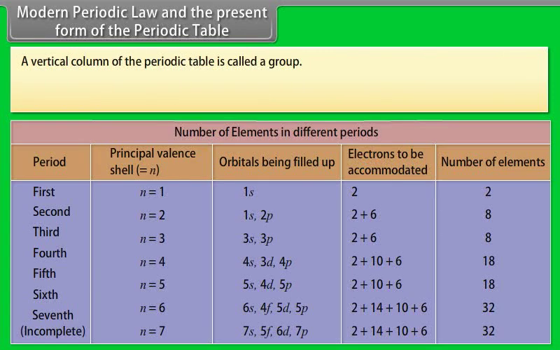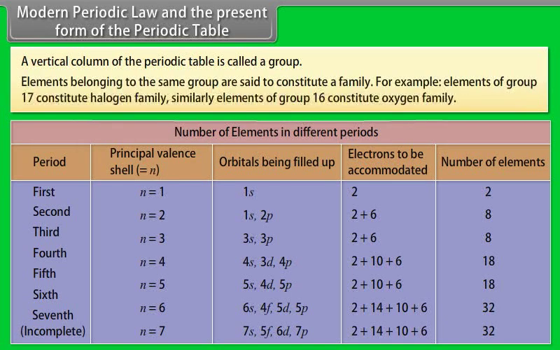A vertical column of the periodic table is called a group. Elements belonging to the same group are said to constitute a family. For example, elements of group 17 constitute halogen family. Similarly, elements of group 16 constitute oxygen family.